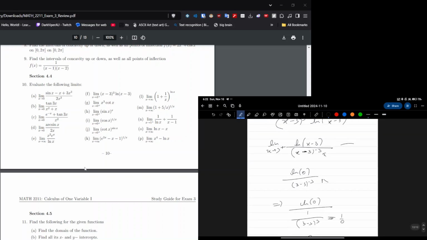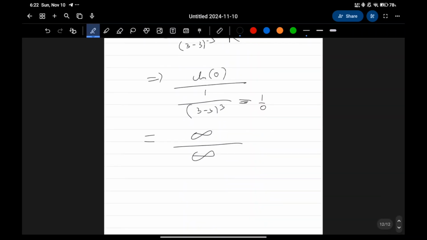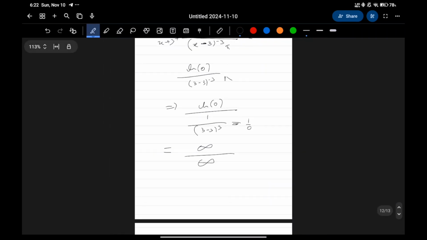This over here, we can use L'Hopital rule. Am I maximized? Let me maximize my tablet. Alright. Alright, now let me take this again.